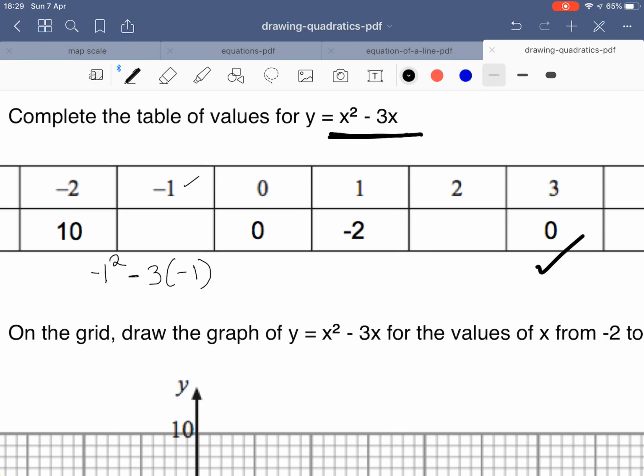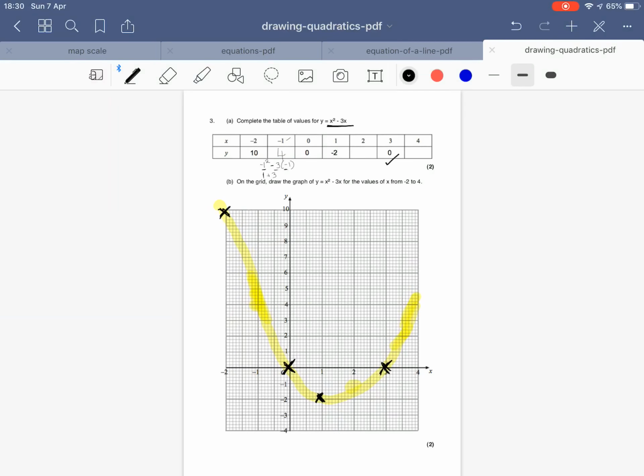Now there's a lot of minuses going on here. Take it slow. We've got -1 squared. That means -1 times -1. That will just give us 1 because we know a minus times a minus is a positive. Now I've got -3 times -1. So -3 times -1 is just 3. So it's a positive 3. So I've actually got 3, add 1, which is 4. And where did I say it was going to be? On 4. Look at that.